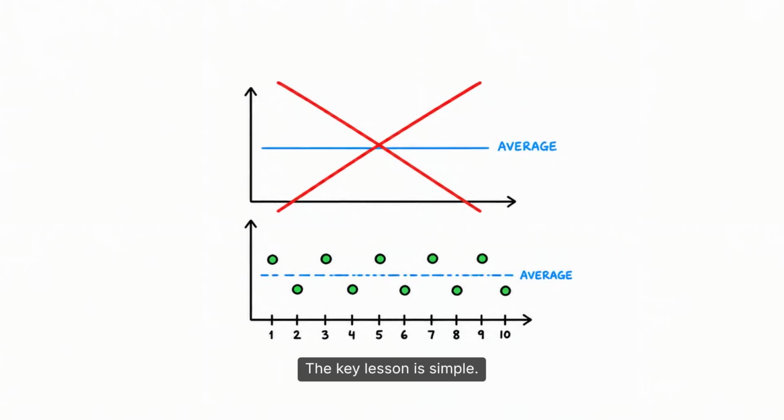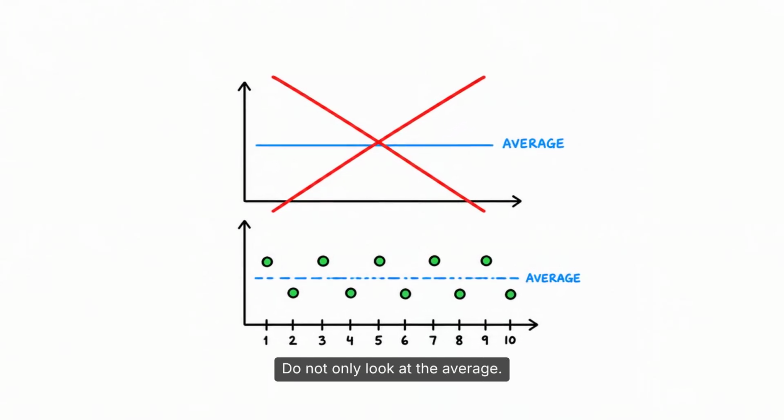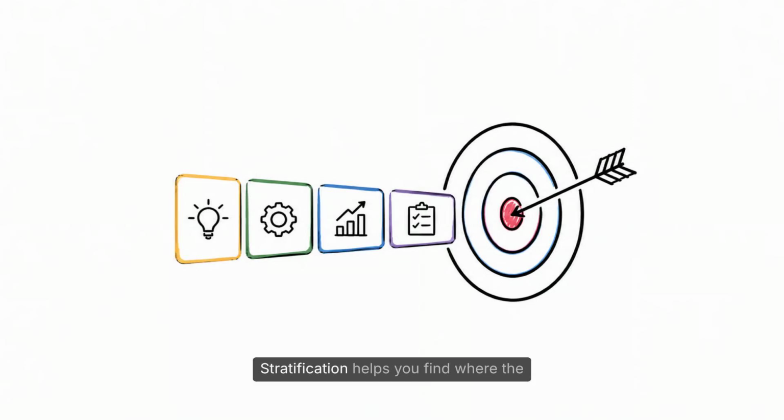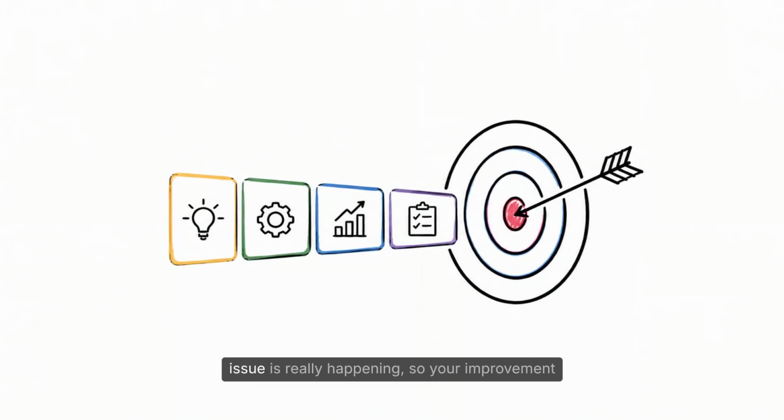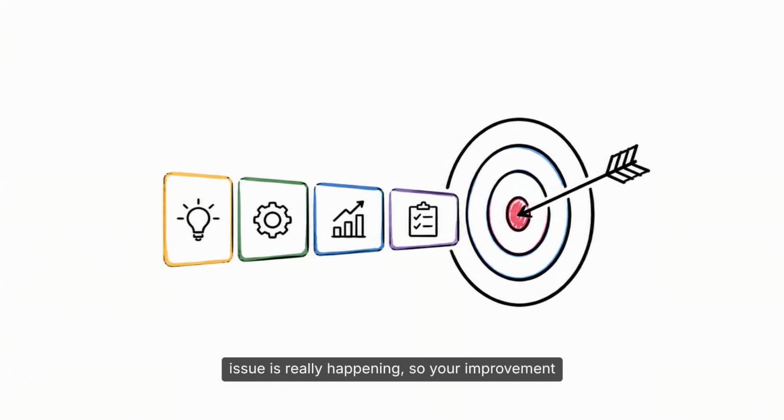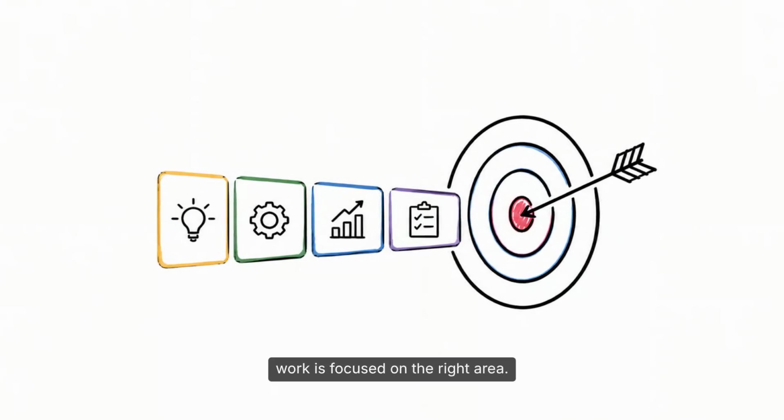The key lesson is simple. Do not only look at the average. Averages can hide the problem. Stratification helps you find where the issue is really happening, so your improvement work is focused on the right area.